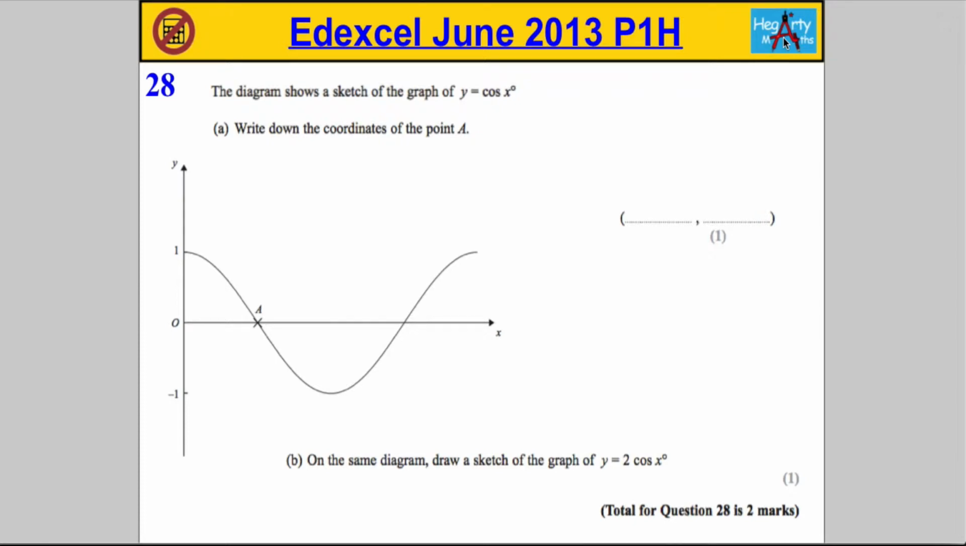Like question 28, the last question in the paper, we're told the diagram shows the sketch of the graph y equals cos x, and we're asked to write down the coordinates of the point A. It's one of these ones that you just need to know your graphs of sine and cos.